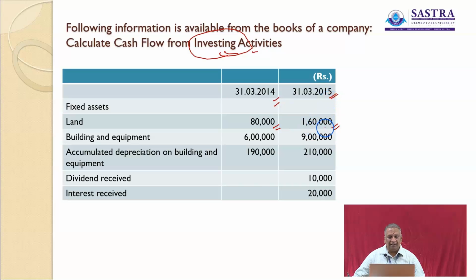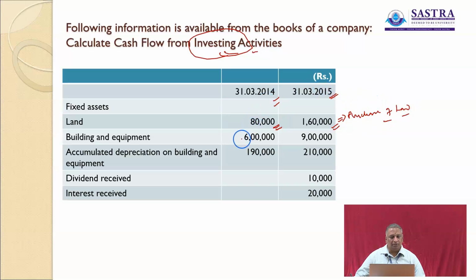So it shows clearly land has got nothing to do with any other treatment like depreciation. So this can be presumed as either appreciation in the value of land or additional land purchased. Normally, whenever the balance of land is shown as increased, it will be taken as purchase of land. Purchase of land means cash outflow on account of purchase of land.